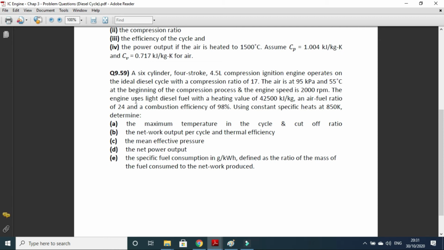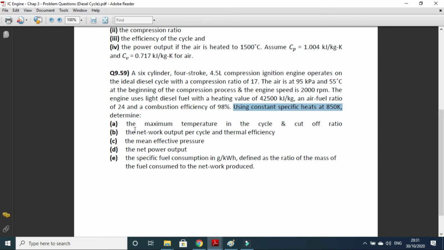The engine uses light diesel fuel with a heating value of 42,500 kJ per kilogram. CV is given, calorific value is given, an air fuel ratio of 24 is given, and a combustion efficiency of 98%. So we need to use this in the calculation of Q in, using constant specific heat at 850 Kelvin. So you can go to the property tables and note the Cp and Cv value at 850 Kelvin.